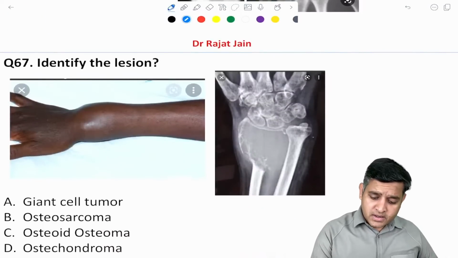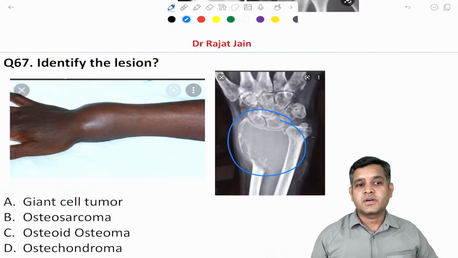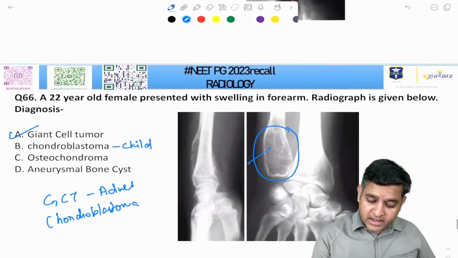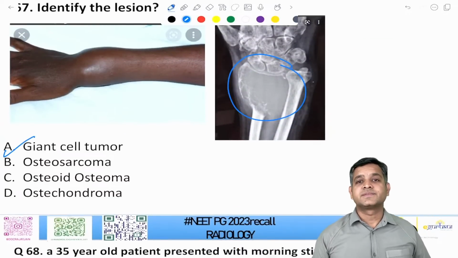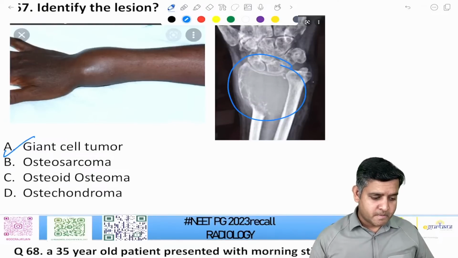Another patient, lytic lesion in radius. In one exam, they gave it in ulna. In another exam, they gave it in radius. The answer is the same. Giant cell tumor again.